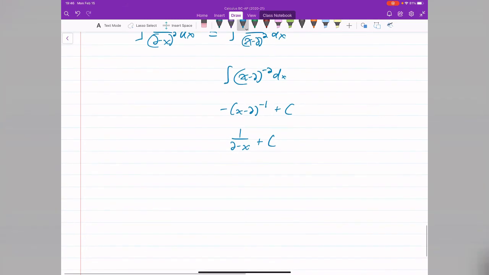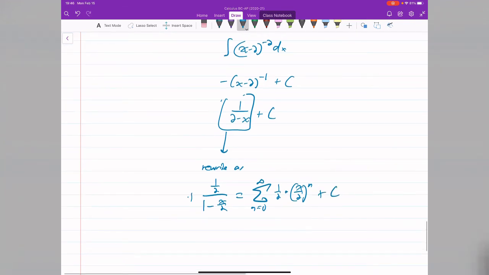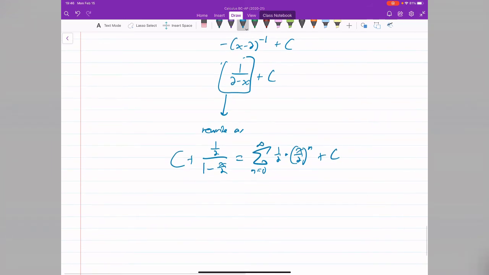This 1 over 2 minus x is something that we can make a power series of. I can do that relatively easily by rewriting it. Divide by a 2, I get 1/2 over 1 minus x over 2, which is now the same thing as the sum from n equals 0 to infinity of 1/2 times (x over 2) to the nth power. And we still have a plus a constant of integration. I think it's important that that plus c be present in everything.